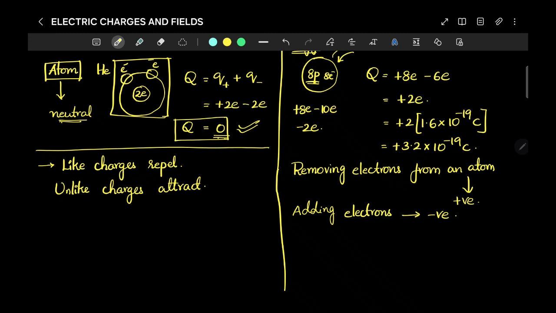Like charges repel each other, unlike charges attract each other. Like charges means it can be positive-positive or negative-negative. Those are called like charges. For example, if one charge is positive and the other charge is negative, that case is called unlike charges, so they will attract each other.